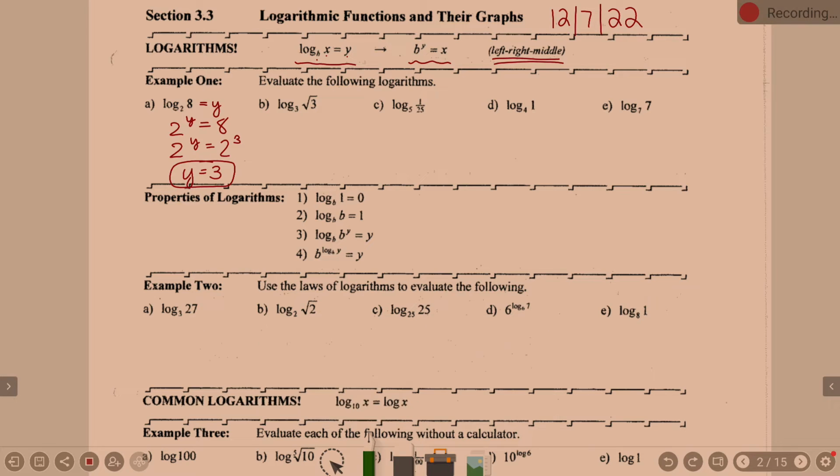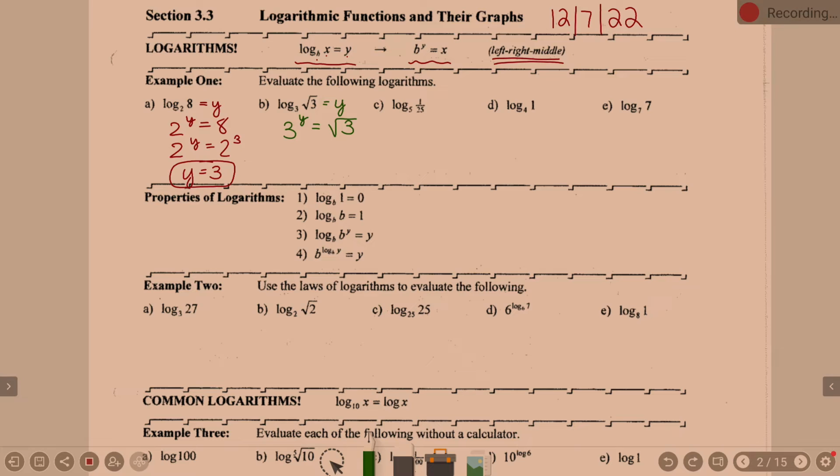Let's try a similar thing with b. Log base 3 of the square root of 3. Again, if I set it equal to my variable y, the base of 3 on the left raised to the y from the right is equal to the square root of 3 from the middle. Okay. Dig deep. What do we know about the square root of 3?